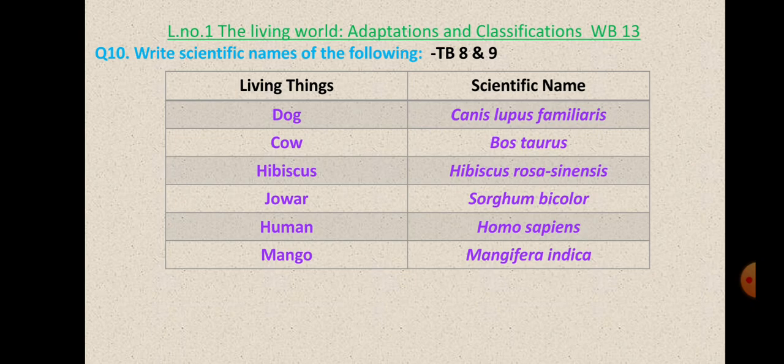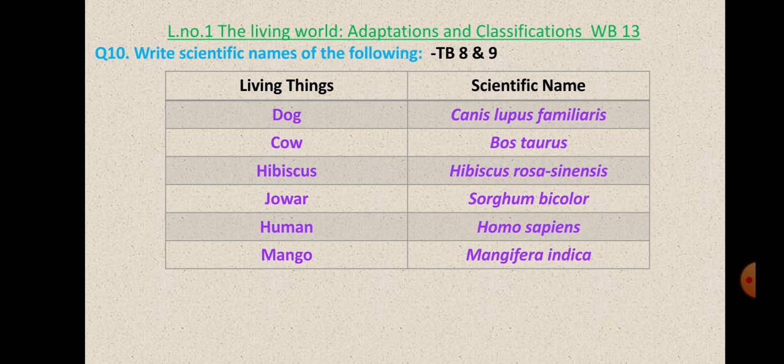10th question we have to start with. Write scientific names of the following. The living things names are given: dog, cow, hibiscus, jowar, human, and mango. The answers are directly given in your textbook on page number 8 and page number 9. First, look at page number 9. On the top, next to the frogs picture, the table is given with living things and the scientific names.